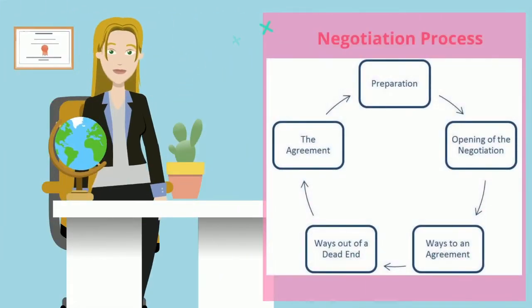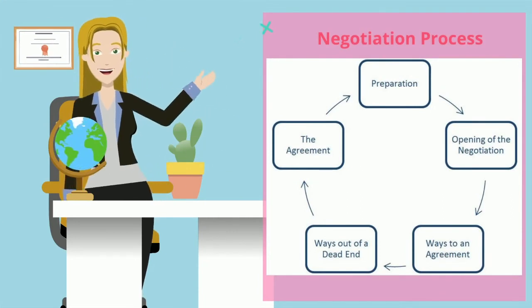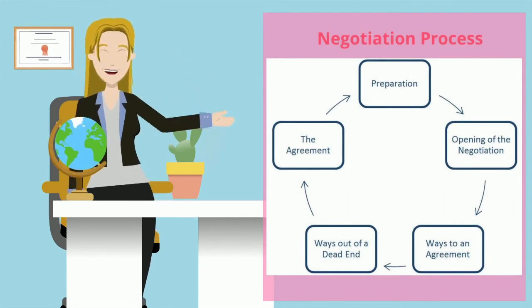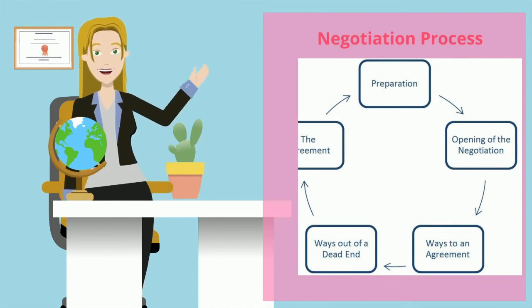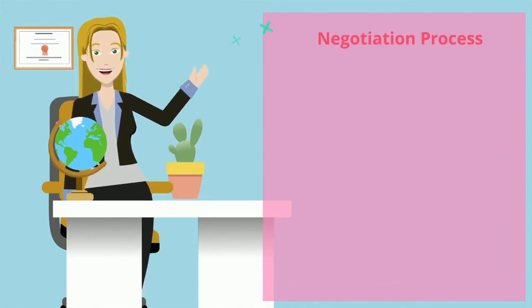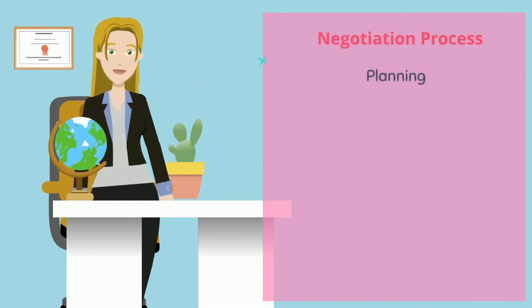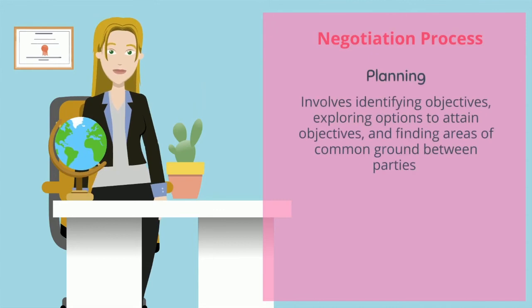There are 5 negotiation processes: planning, interpersonal relationship building, exchanging task-related information, persuasion, and agreement. Firstly, planning starts by the negotiator identifying objective, exploring options to achieve objective, and finding area of common ground between parties.